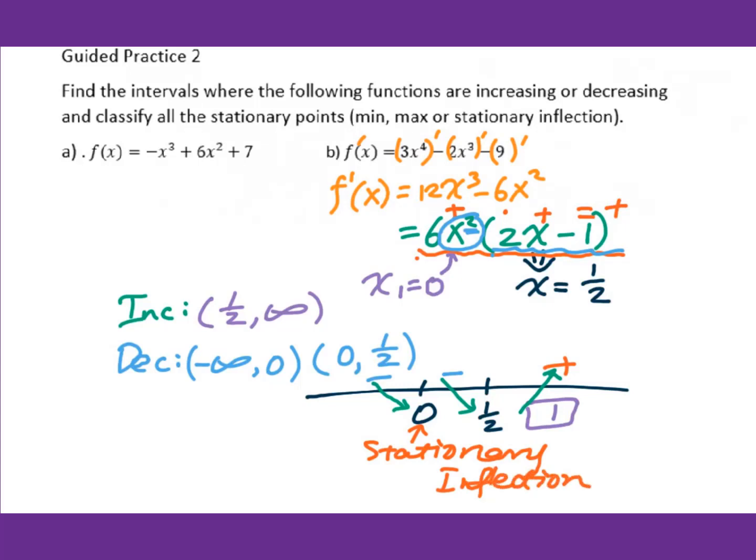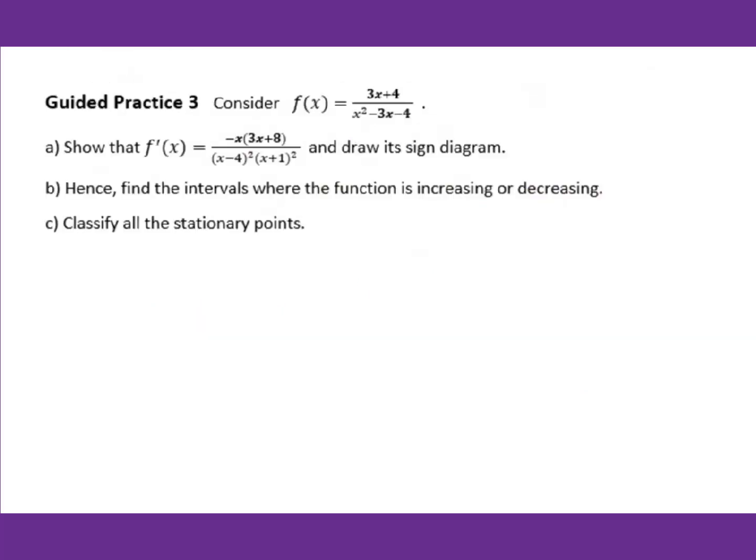This 1/2, you could see going down then going up. Definitely that's a minimum point. Let's go to guided practice 3. Consider f of x equals this. Show that f prime of x equals this. And draw the sign diagram.